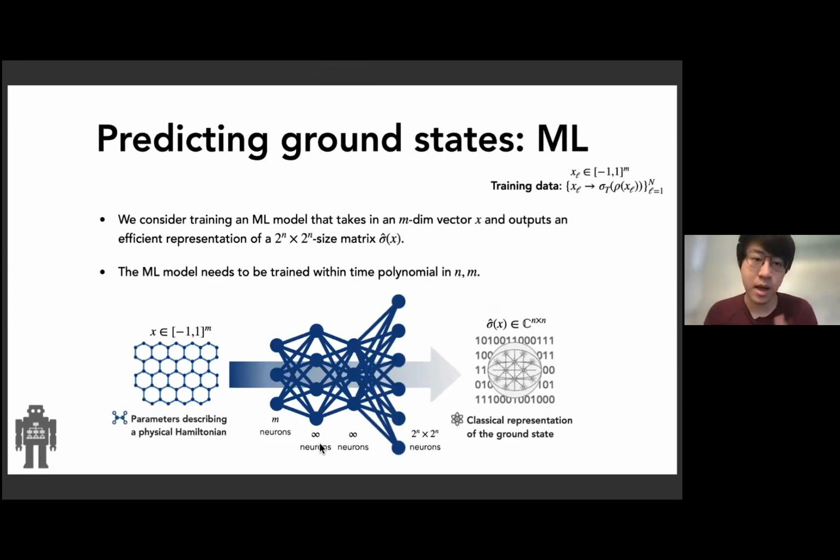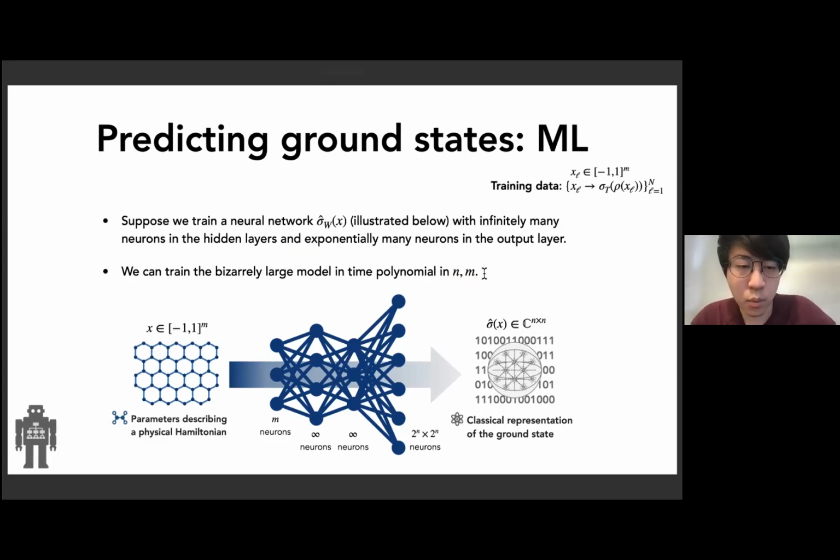So now, after talking about the task, we would like to consider a class of machine learning algorithms that can be used to address this problem. In particular, given the training data that's shown on the right, we would like to train a machine learning model that takes in some m-dimensional vector x and outputs an efficient representation for an exponentially large matrix, which we call sigma hat of x. Despite the exponential scaling, we require that the machine learning model be trained within time that's polynomial in both small n and small m.